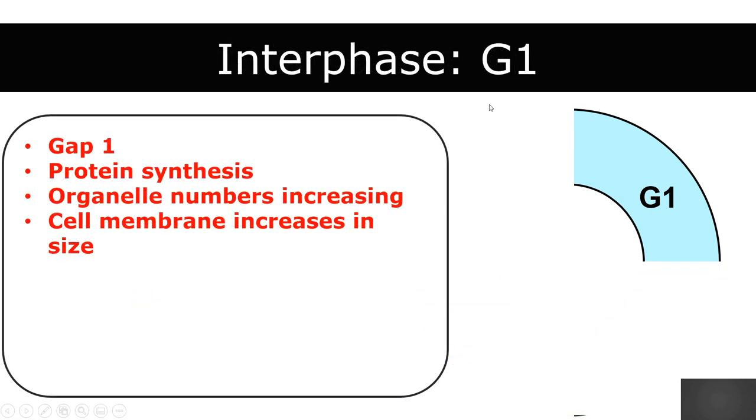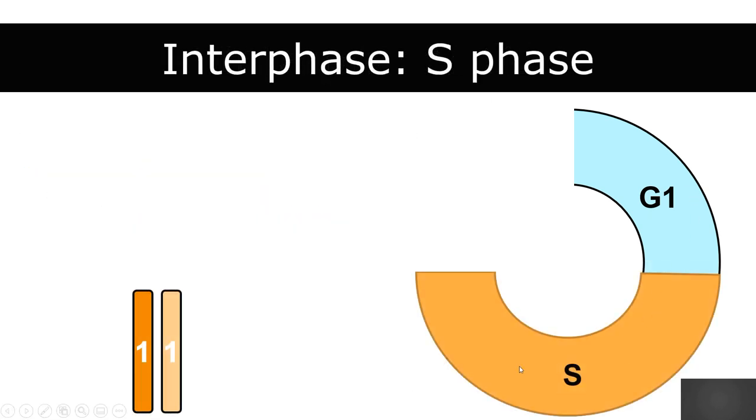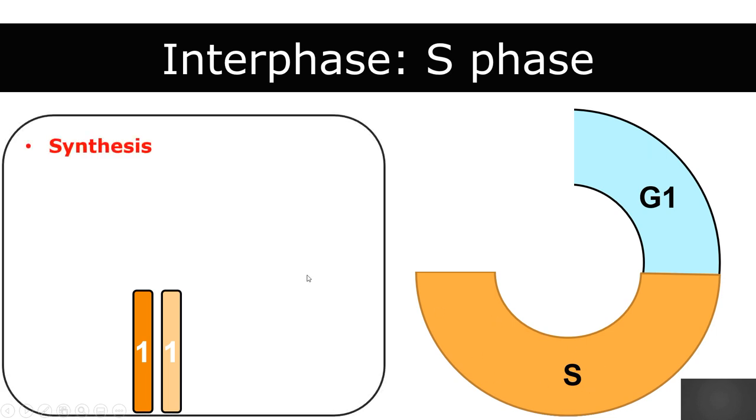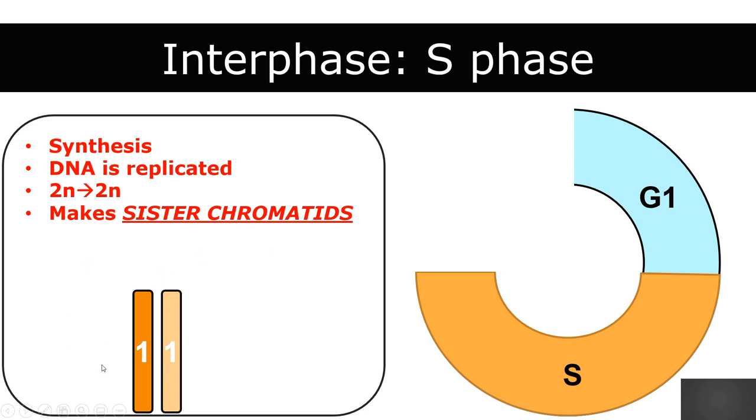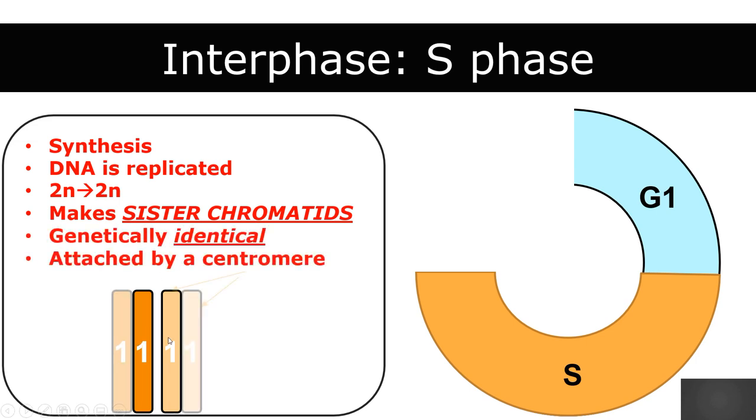So that's G1. So the next phase of interphase is S phase, and that stands for synthesis because DNA is being replicated during that S phase. So these are still considered diploid cells even after they replicate because chromosomes are counted by the number of centromeres. So when this DNA replication takes place, it's going to result in sister chromatids. So when these are genetically identical, when they replicate, they're called sister chromatids, and they are identical, and they're going to be attached to each other by something called a centromere.